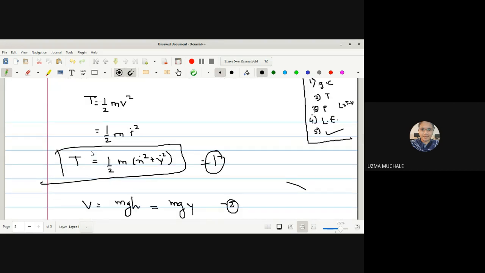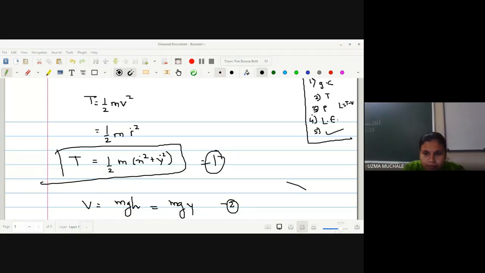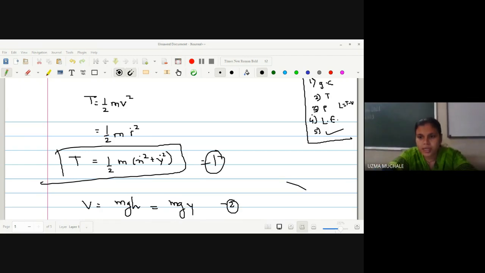So for Lagrange's equation of motion, what do we firstly need? We need the generalized coordinates, right? So how many generalized coordinates are there in this example? Two. That is, x and y are sufficient to describe the position of a particle at any instant.